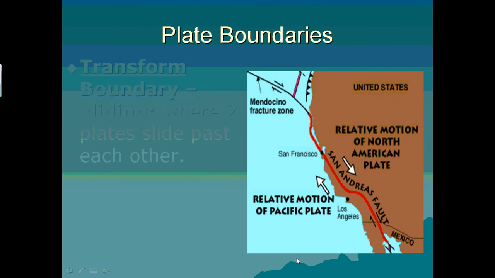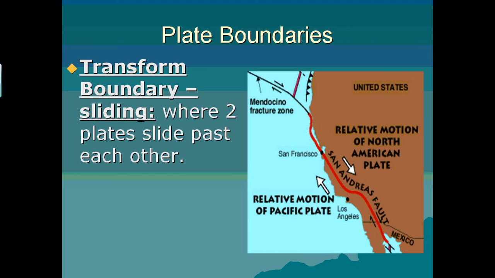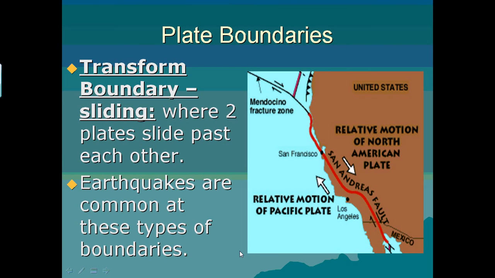The third type of plate boundary is called a transform boundary, and this is where two plates slide past each other. So when you think of a transform boundary, think of plates sliding in opposite directions. When this happens, it causes the crust of the Earth to slide past each other, which causes friction, which is what causes our earthquakes. Whenever we have any land or crust slide past each other, it's going to cause the Earth to shake, which is an earthquake.